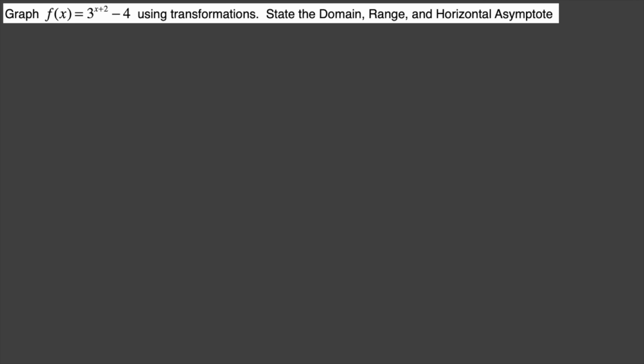This question says graph f of x equals 3 to the x plus 2 minus 4 using transformations. State the domain, range, and horizontal asymptote. So this function is an exponential graph, and the base function, or the parent function, is y equals 3 to the x. So it's an exponential function.